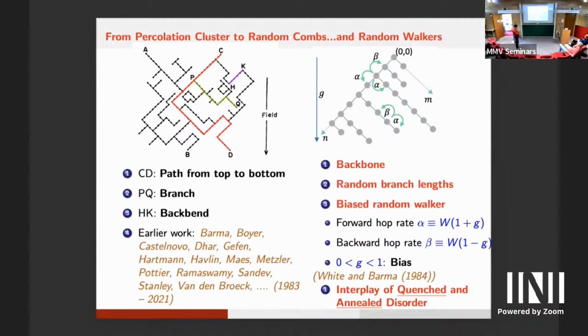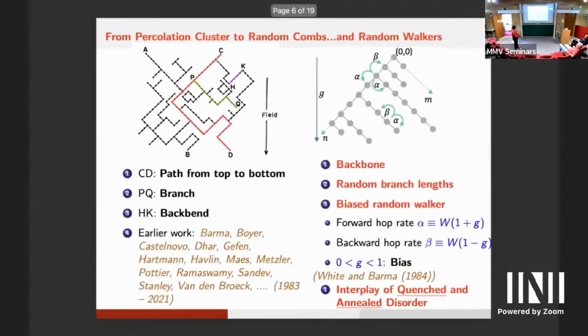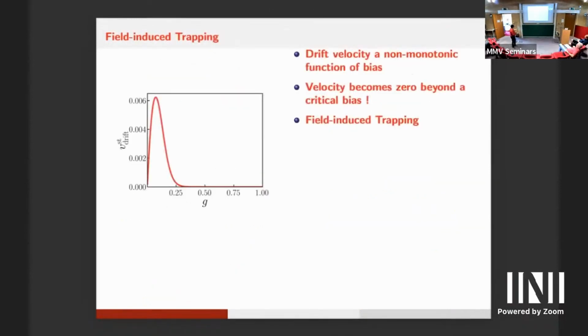What I'm plotting in the diagram here is the drift velocity along the backbone in the stationary state as a function of G. So what is G? G is the field that is going to push you in one direction. As you may imagine, as G increases, the velocity should increase. Of course, if there is a larger push in the downward direction, the velocity should increase.